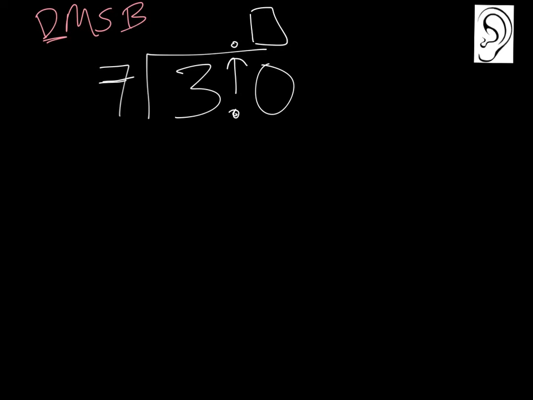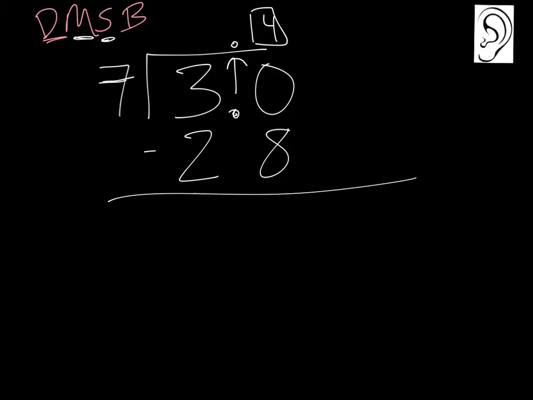7 goes into 30 4 times, and now I'm done with that division step. So now I move on to multiplication, and I say 7 times 4 equals 28. Right now I'm just ignoring the decimal and treating this like anything else, because now I have my decimal up in my answer, I don't have to worry about it anymore. So since 7 times 4 is 28, now I can subtract, and I will get 2 left over. So my last step is to bring down.